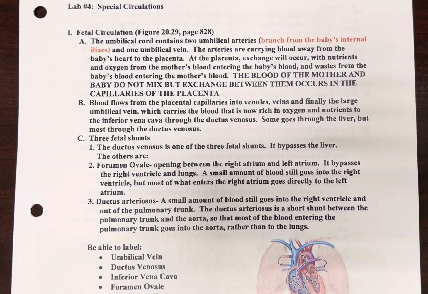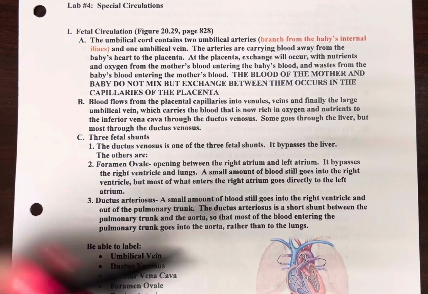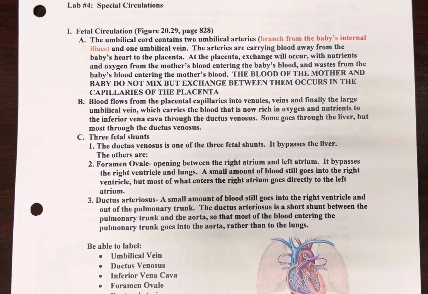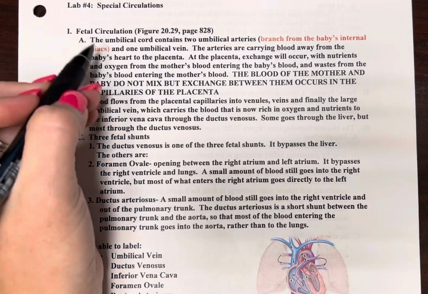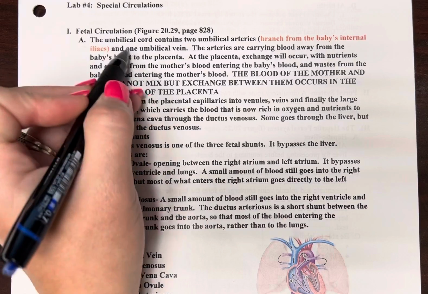So this is AMP2 Unit 1, Lab 4 for special circulations. The first one we're going to talk about is fetal circulation. And we're going to talk about it, and then we're going to label this diagram. I'm going to show you the picture from the book too. So we'll start with the fetus.